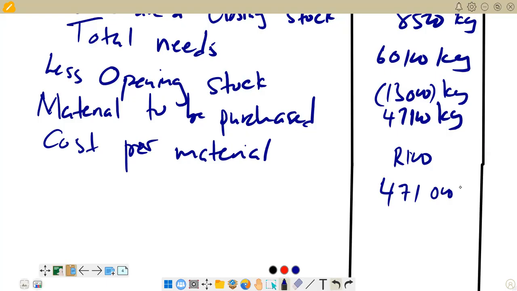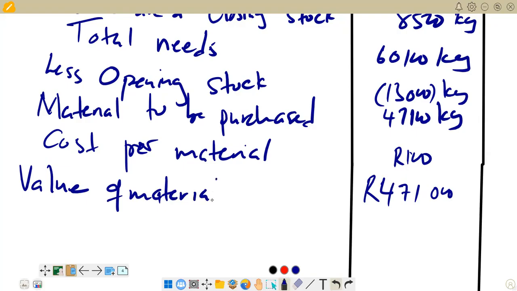471,000. This is now in the rands. So that's the value. The description of that answer there is the value of material to be purchased. So this is our final figure in terms of raw material budget. Specifically, we are looking at the sponge. So this is what we have, guys, in terms of the raw materials budget. So we can go and see the next budget that we have in the question.